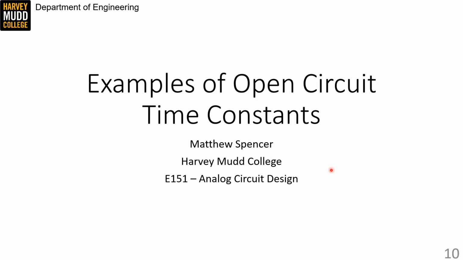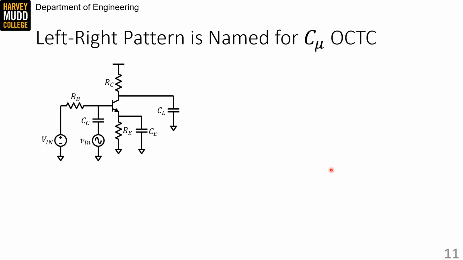In this video, we're going to look at a few interesting examples of open circuit time constants in action. We've been wrestling with the common emitter for a while, so let's see how open circuit time constants handle it. I've drawn a common emitter on the left here to kick us off.